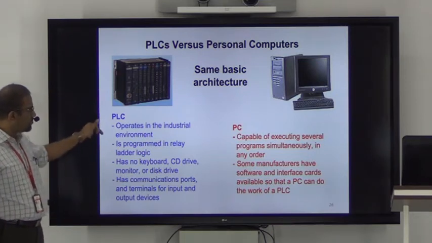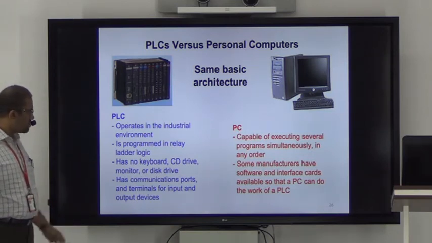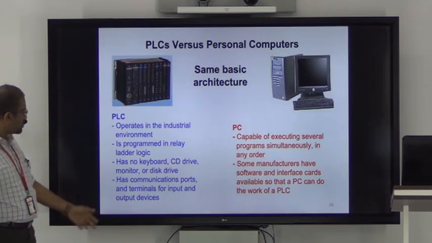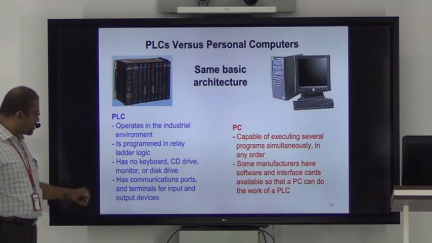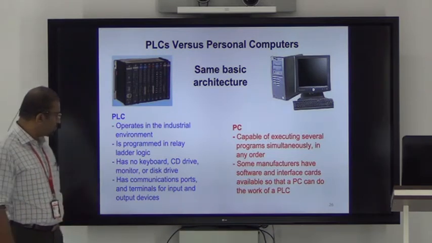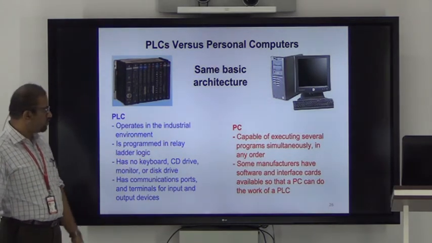It only has a processor and input-output module. That means a PLC is capable of operating in an industrial environment. It is programmed in relay ladder logic. It has no keyboard, CD drive, monitor, or disk drive. And it has communication ports and terminals for input and output devices. Whereas a PC can be used only for programming.